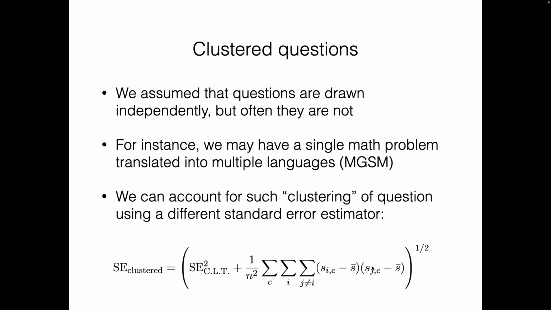Now again, if you look at it, it's easy to compute if you just have the different scores and what cluster they're associated with. So you can just do the same thing that I mentioned before and construct the confidence interval or just report this standard error.